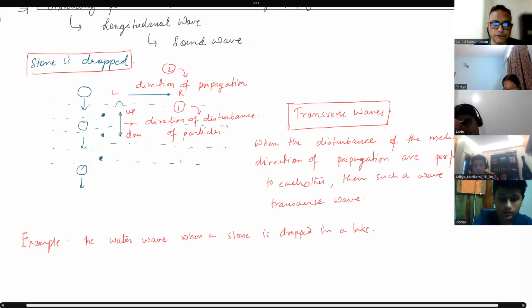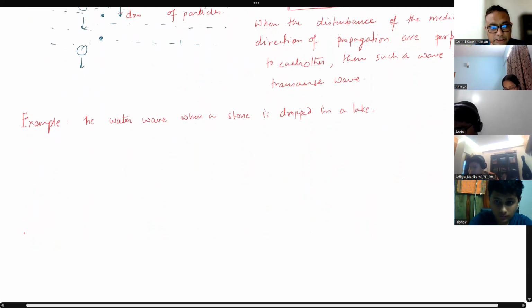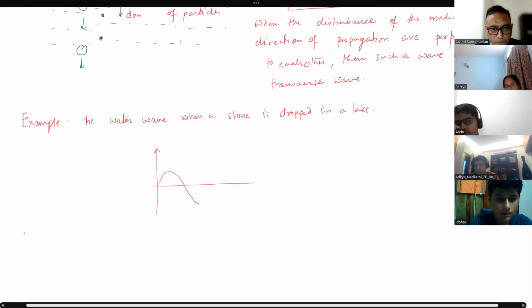So in fact, the transverse wave also you will show like this only. But what would this mean in the transverse wave? What will be the y-axis here?